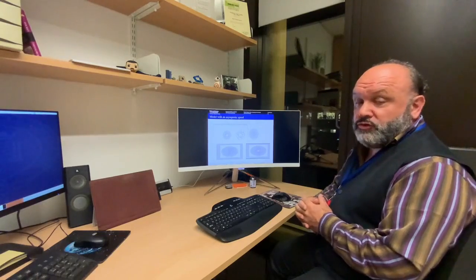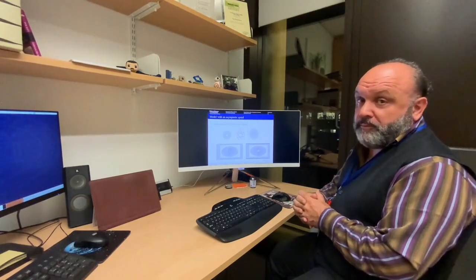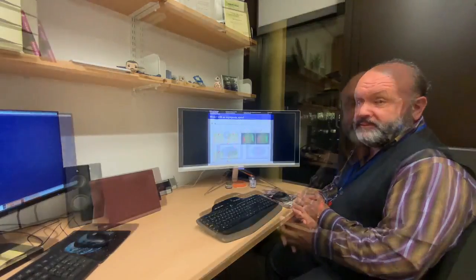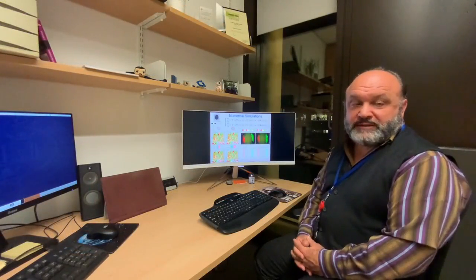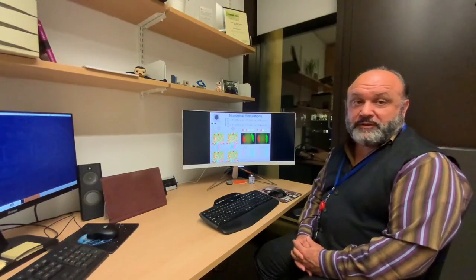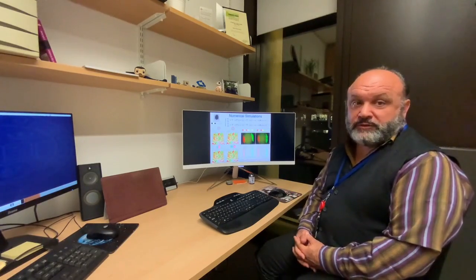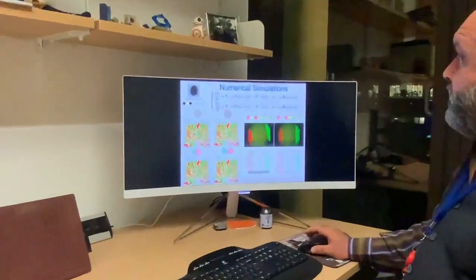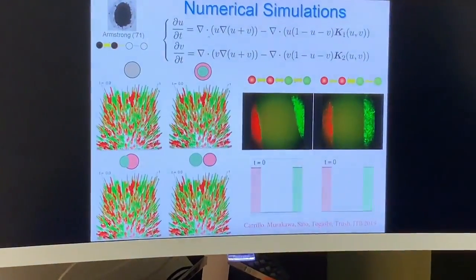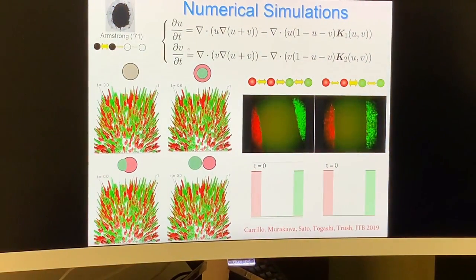Let me then show you another example of a partial differential equation, and the use of them by numerical simulations. Here I have a system of partial differential equations which comes from mathematical biology, in which U and V represent a density of cells. Let's say U is the one that is pigmented in red, and V is the one that is pigmented in green.